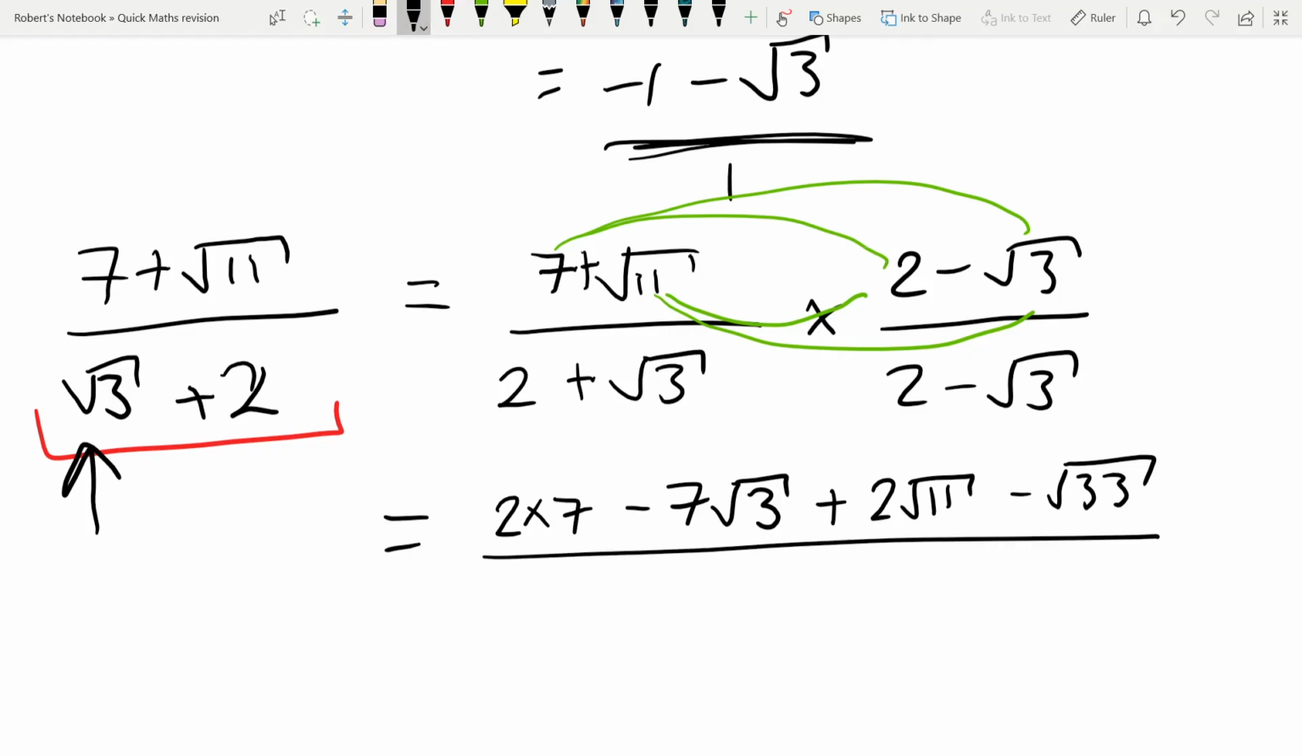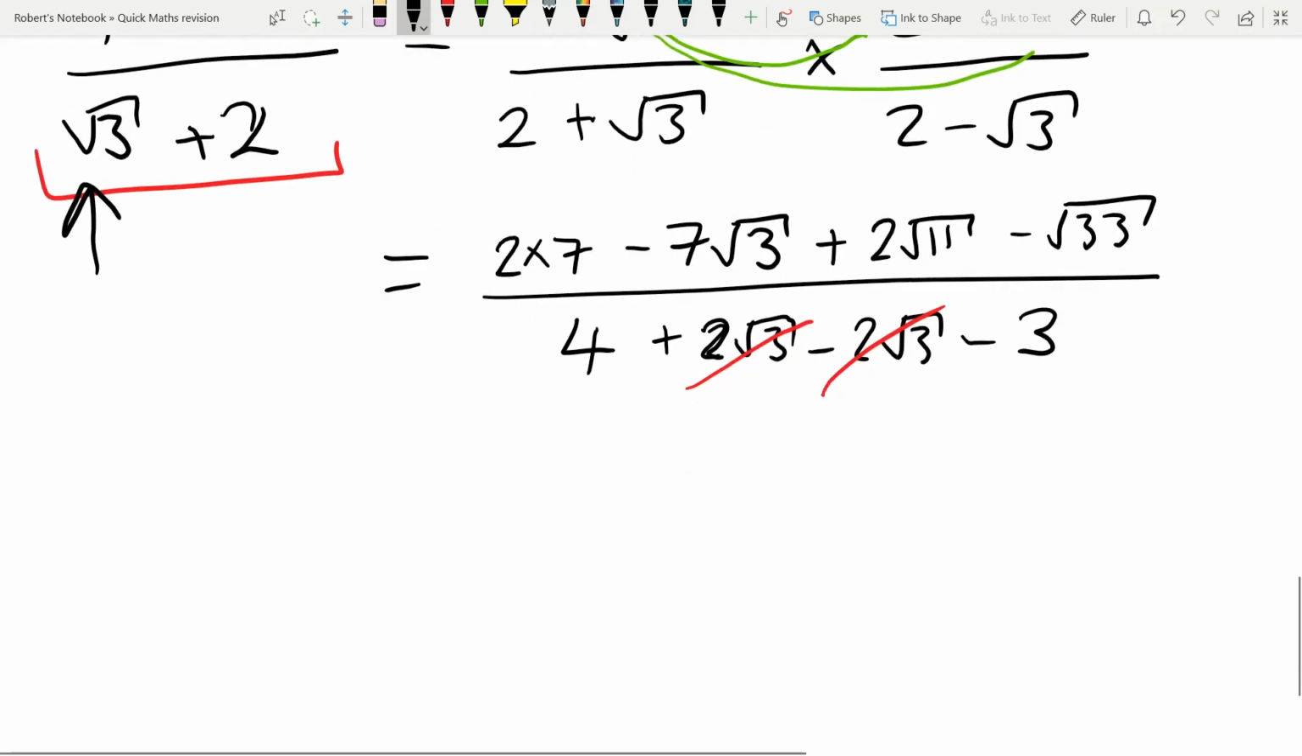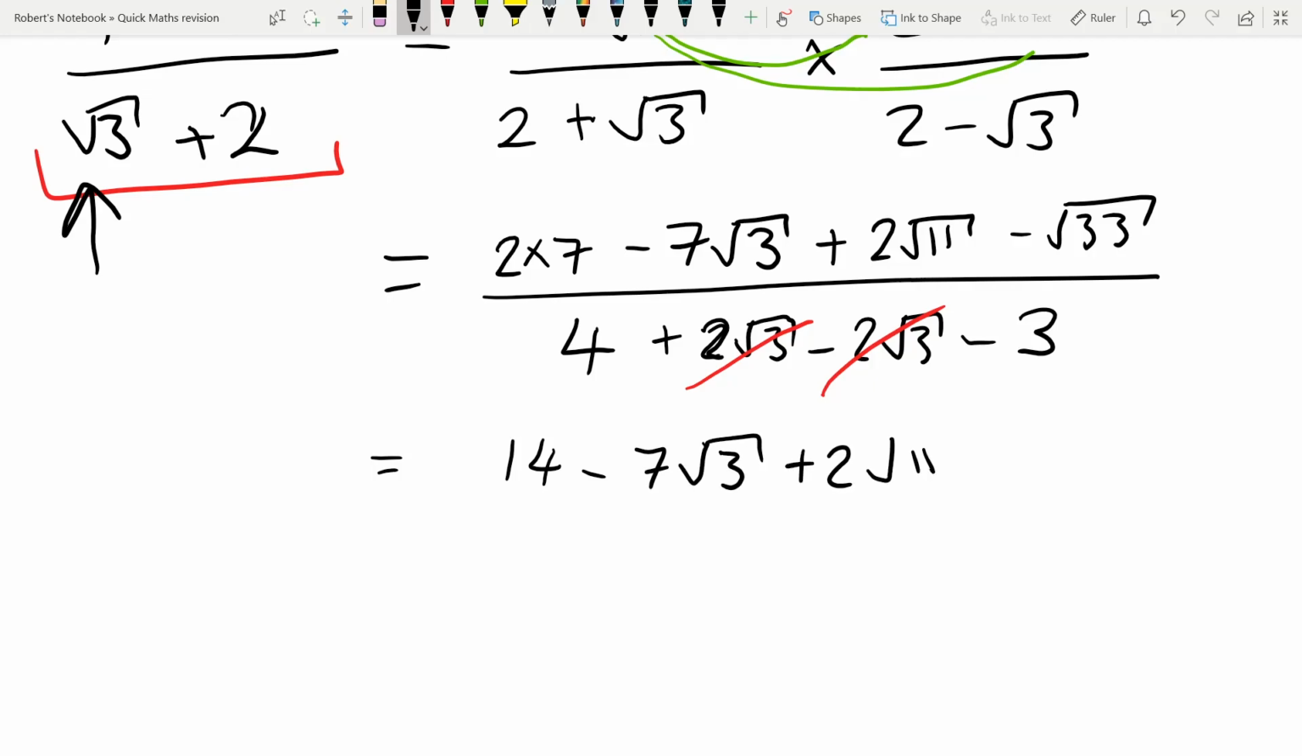And then on the bottom, we're going to have 2 times 2, plus 2 root 3, minus 2 root 3, minus root 3 times root 3, which is 3. And then again, you can see all of our surds on the bottom are cancelling each other out. And then we're going to be left with 14 minus 7 root 3 plus 2 root 11 minus root 33. And then 4 minus 3 is 1.